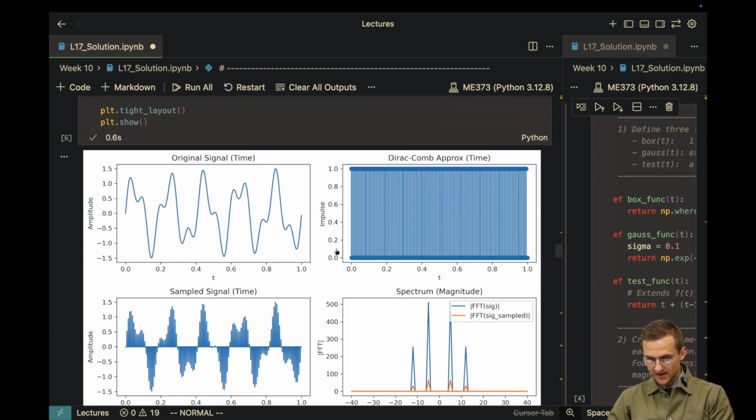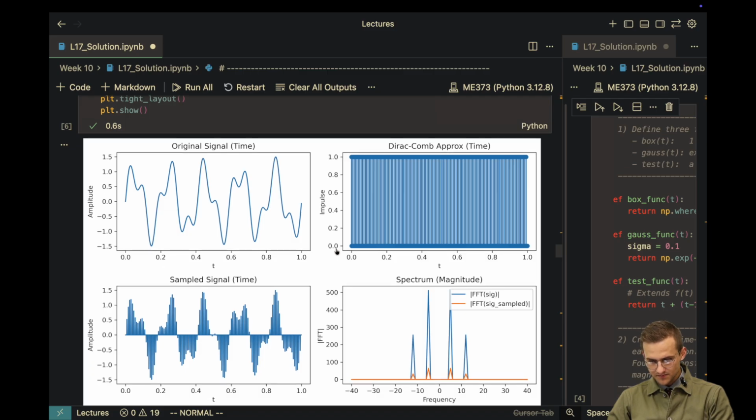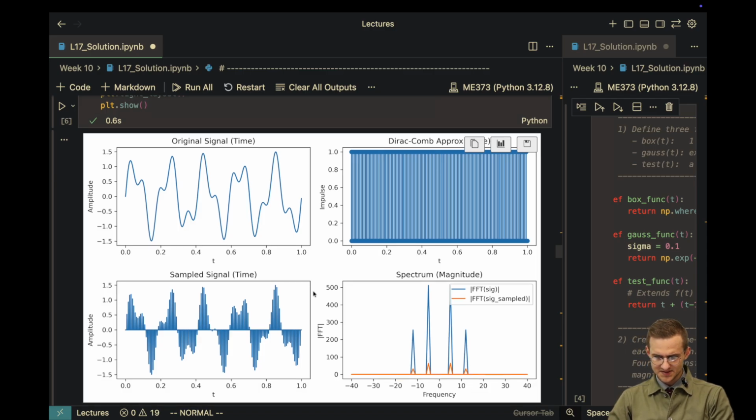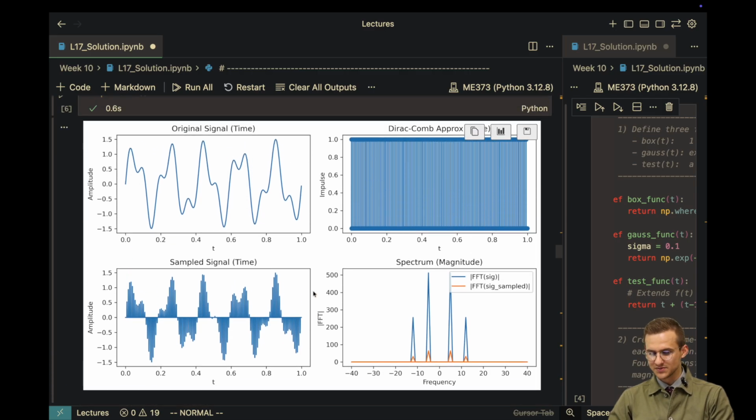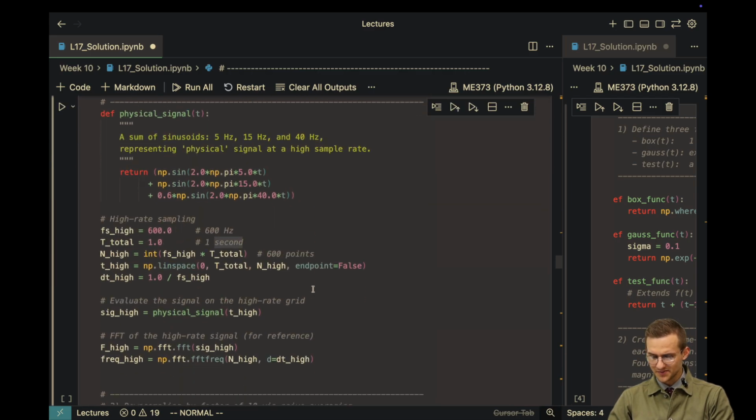Okay, and then let's see. This is actually a pretty intricate idea. We don't necessarily need to talk about this. You have to be very careful when sampling, and you can prove that using the Fourier transform, but we won't talk about that here.